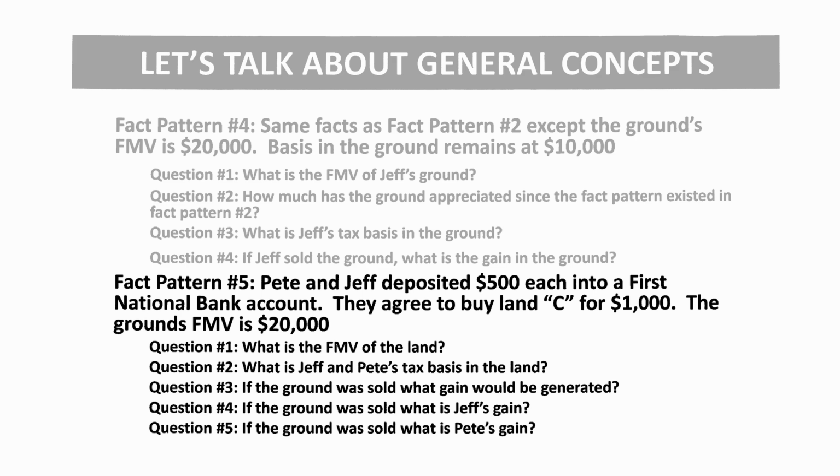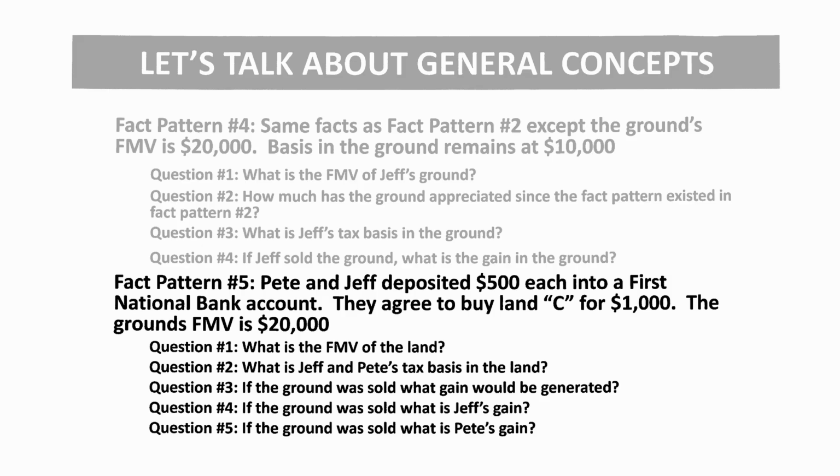Or is it asking, would it be 500 each or just? It's combined, 500 each or 1,000. All right. If the ground was sold, what gain would be generated? 19,000. If the ground was sold, what is Jeff's gain? 9,500, yep. And then same for question 5.